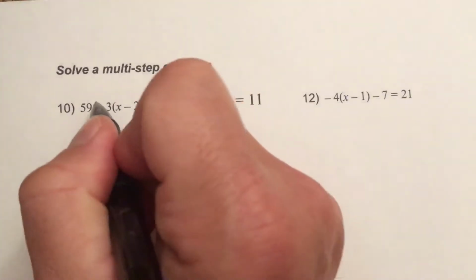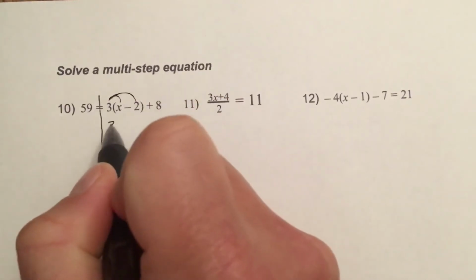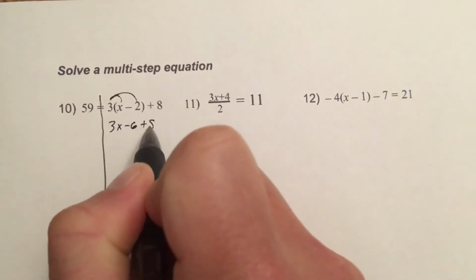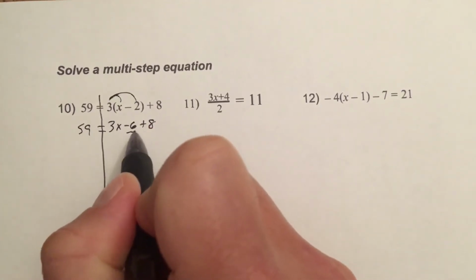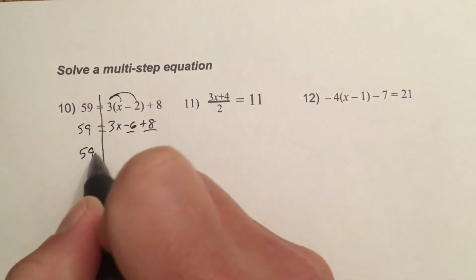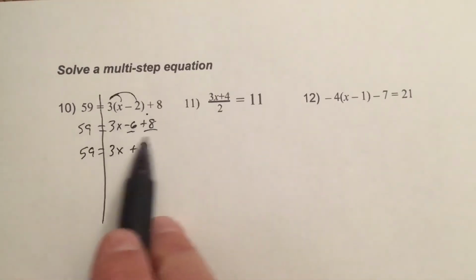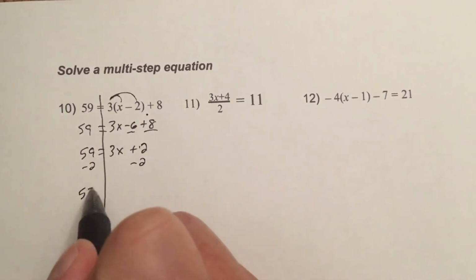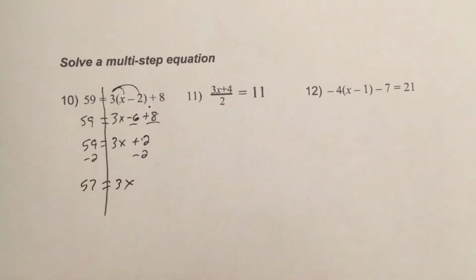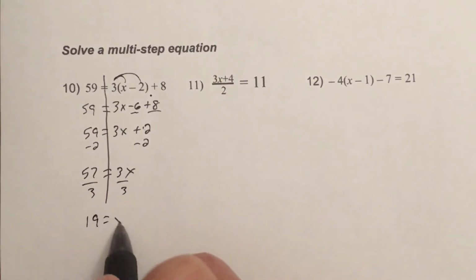So we're trying to identify what do I need to do first. In this one, it's distribute, which will give us 3x minus 6. All right. Then we want to put these two together. Negative 6 plus 8 is a positive 2. So I've distributed, and then I combine like terms. Now we can get rid of that 2 to give us 57 equal to 3x, and then divide by 3, and we get x equal to 19.